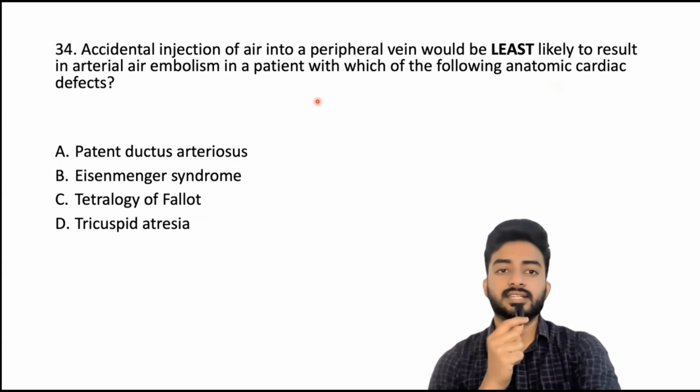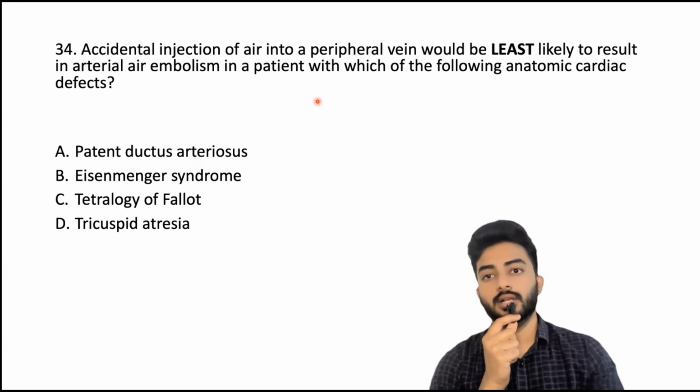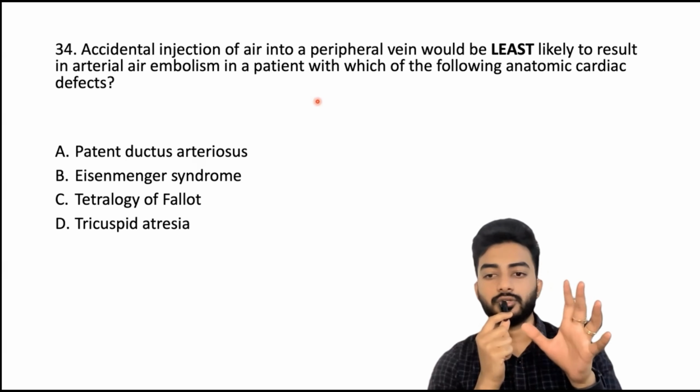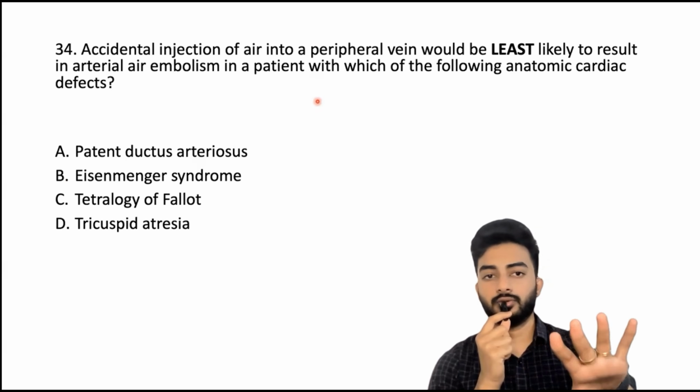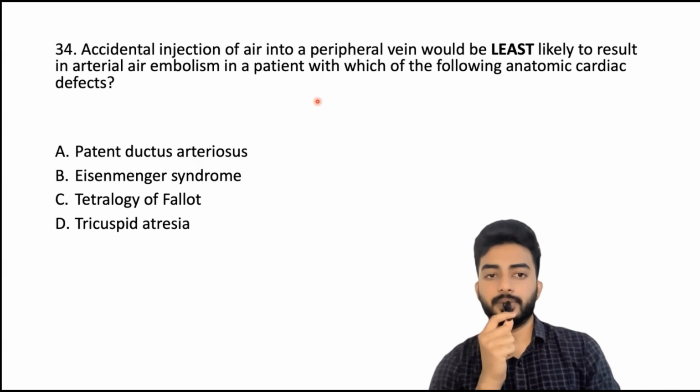34. Accidental injection of air into a peripheral vein would be least likely to result in an arterial air embolism in a patient with which of the anatomic cardiac defects? So this question is related to shunting that we are coming to know from the question. So we will see the choices now. Option A, PDA. Option B, Eisenmenger syndrome. Option C, TOF. Option D, tricuspid atresia.